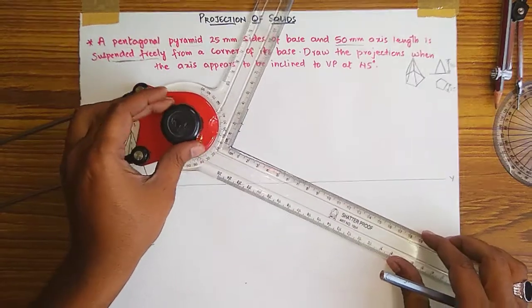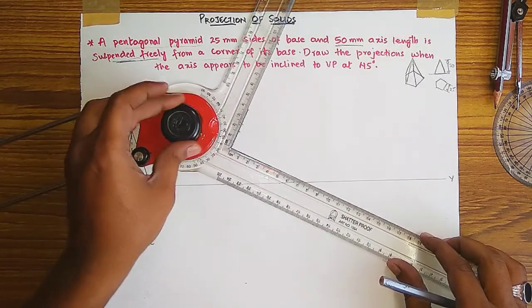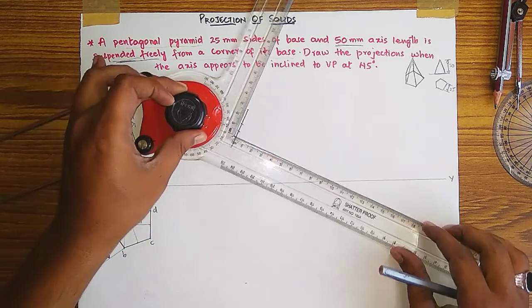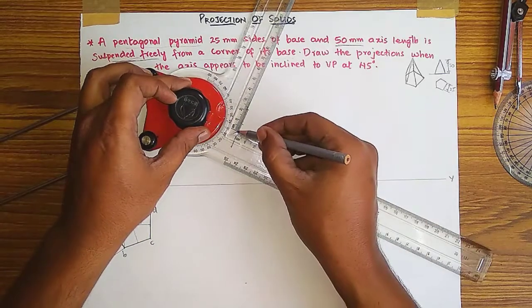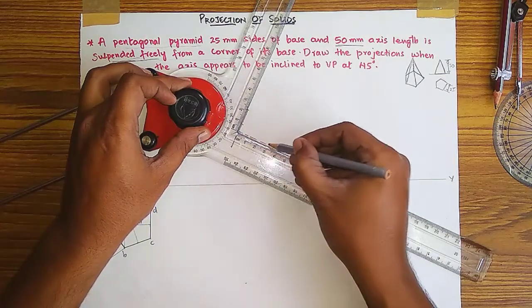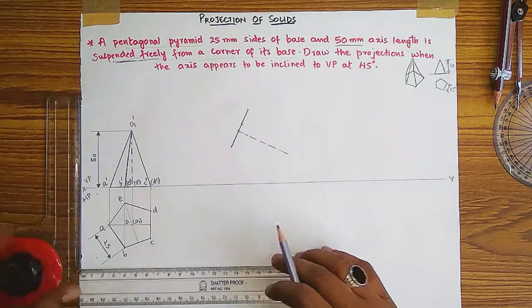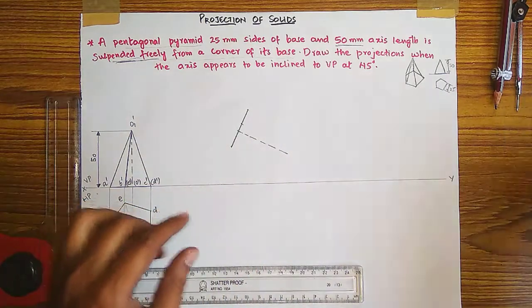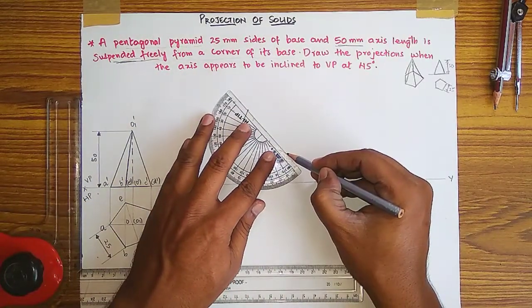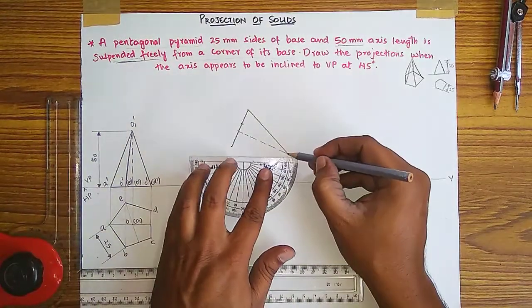Then the axis height is 50 mm, so with this angle to the base, I have to draw the axis line 50 mm from here, from there only we have to draw. Okay, 50 mm means here I have drawn 50 mm. Then we have to draw the remaining slant edges.